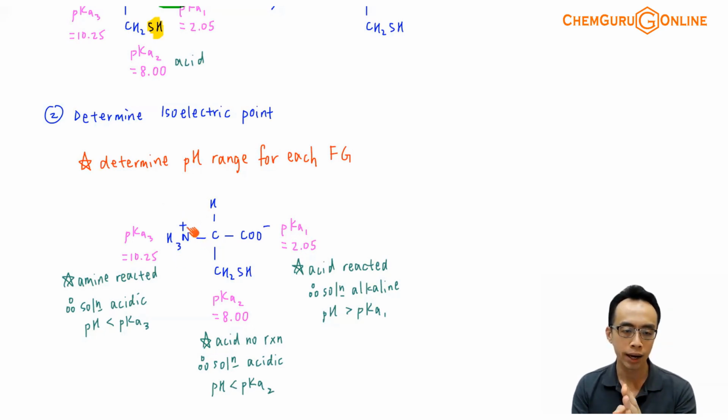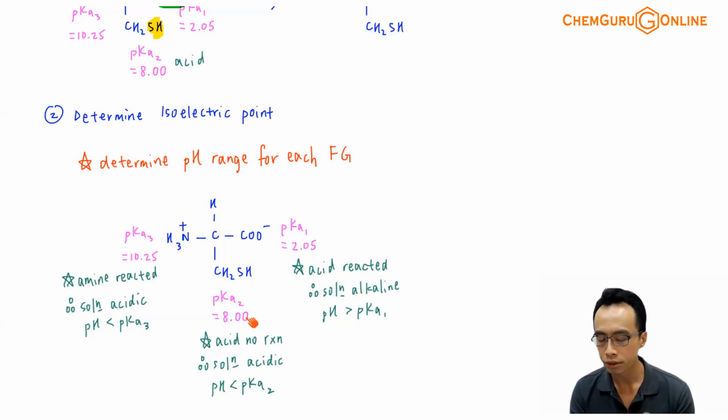Next, how about my pKa2? Remember, this is an acid functional group. You notice this SH doesn't take part in the acid-base reaction, it remains as an acid. So this would mean that the solution is acidic with respect to this functional group. Because an acid is supposed to react with an alkaline solution, it doesn't react with an acidic solution. So if my acid stays put and doesn't donate the proton, it means that the solution is acidic with respect to this functional group, and therefore the pH has to be lower than pKa2. So the pH will be smaller than 8.00.